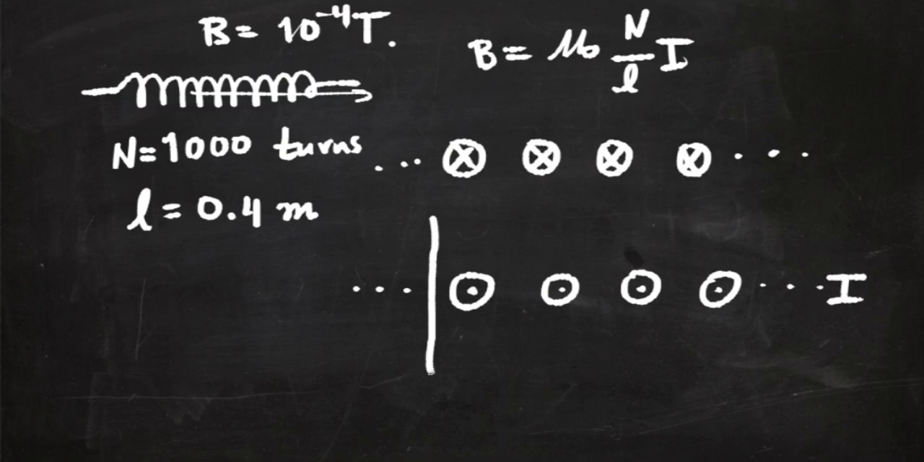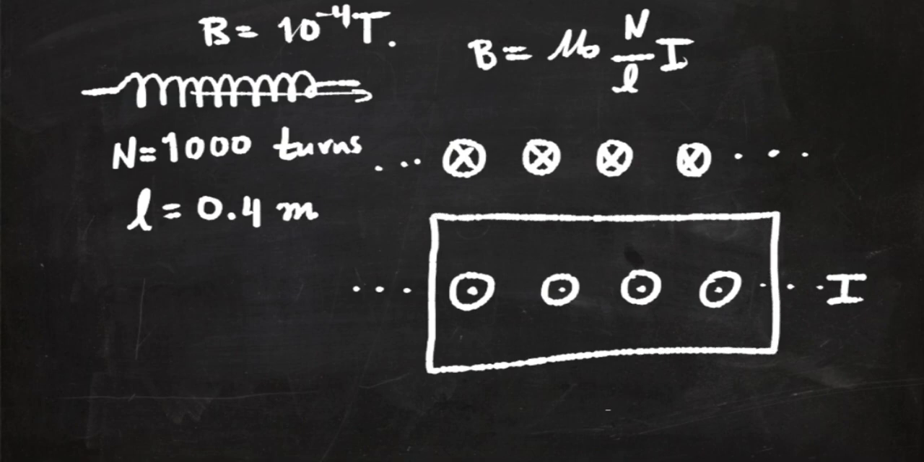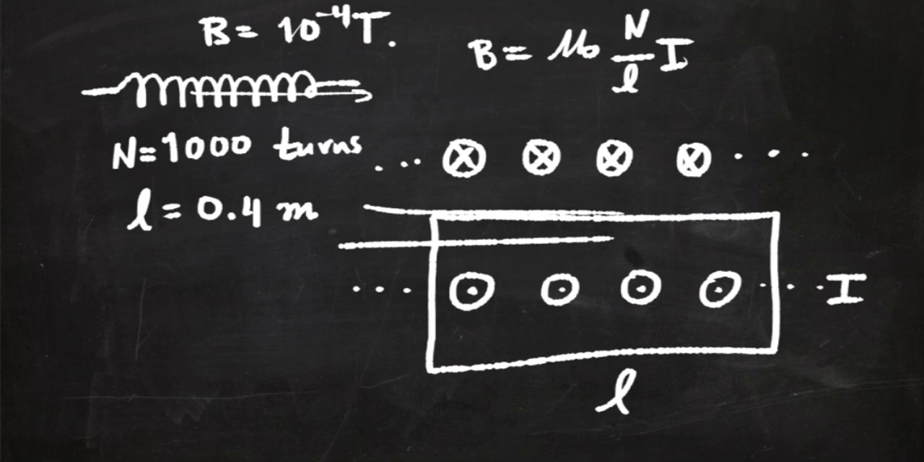Next, I need to draw an Amperian loop, and I'm going to decide on a rectangle of length L. I chose a rectangle because the cosine theta term inside the dot product will drop away. We'll see how that happens in just a second. Now, by the right-hand rule, we can see that the B field vectors inside will point to our left.